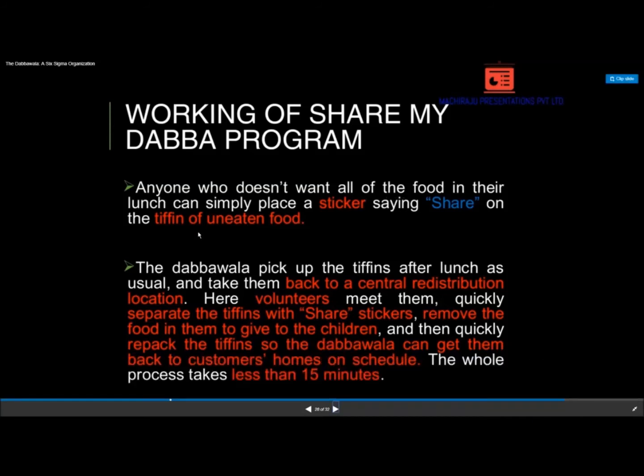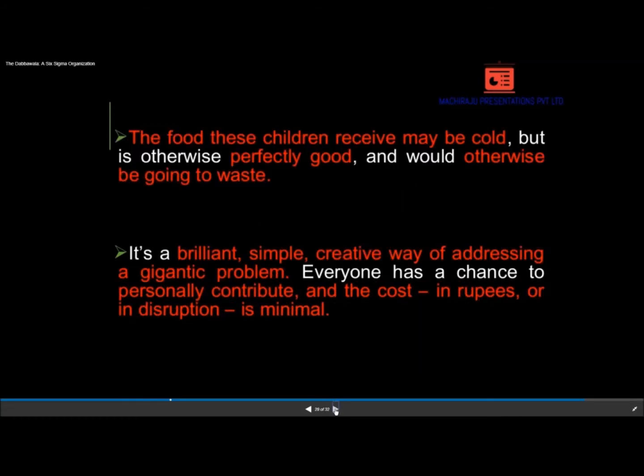Anyone who doesn't want all the food in their lunch can simply place a sticker saying share. The Dabbawala picks up the tiffins after lunch as usual, takes them back to a central redistribution location. Here, volunteers meet them, quickly separate the boxes with share stickers, remove the food to give to the children, and then they quickly repack the tiffins so the Dabbawala can get them back to the customers on schedule. Less than 15 minutes, so little added time, but not enough time to affect the supply chain process, right? Okay, so that's basically it.